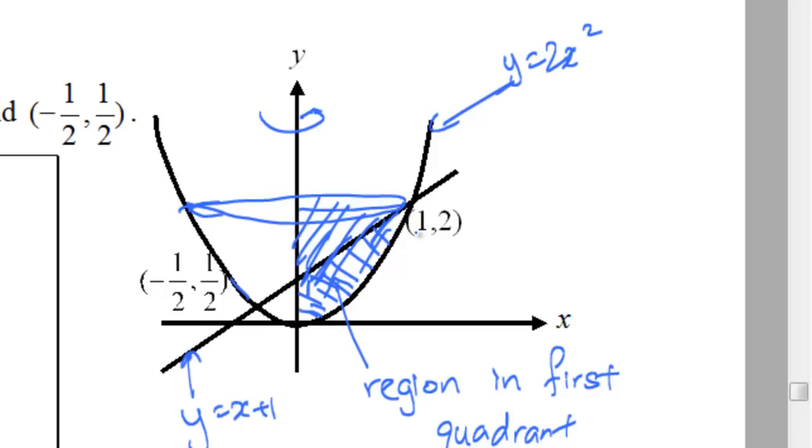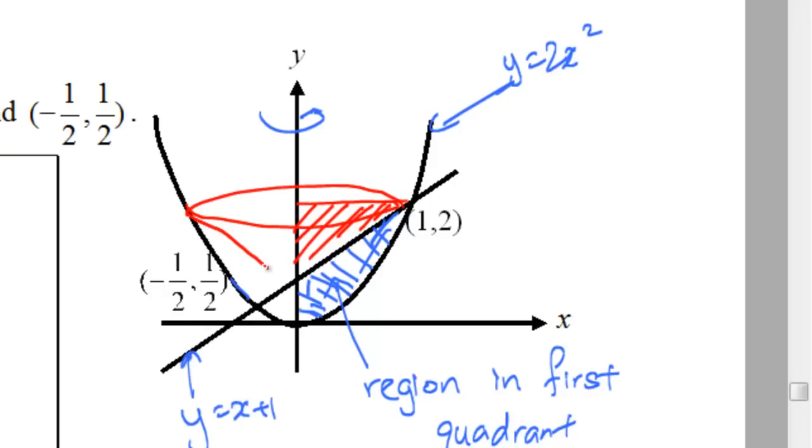And in order to get what we need, we will need to subtract away the region generated by the red shaded triangle, which we know from earlier examples will give us this cone here. So we will need to subtract the volume of the cone from the bigger volume that I'm shading in blue now.